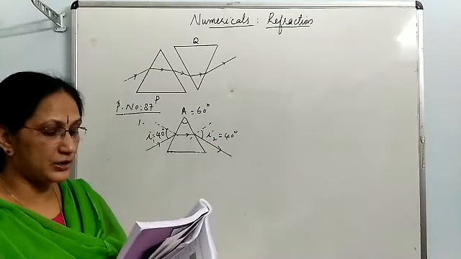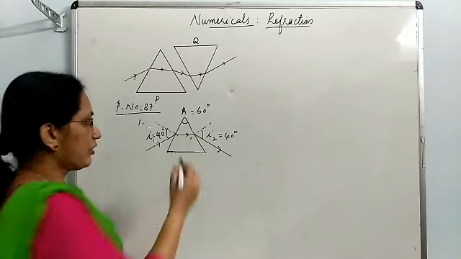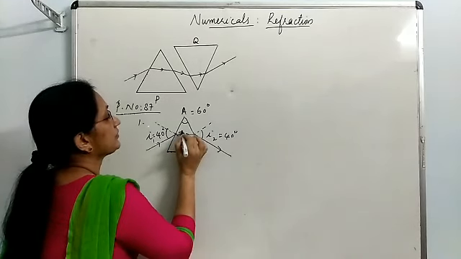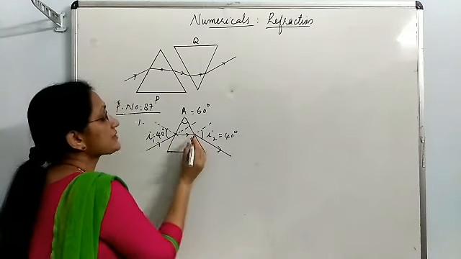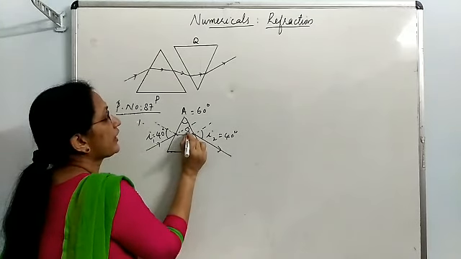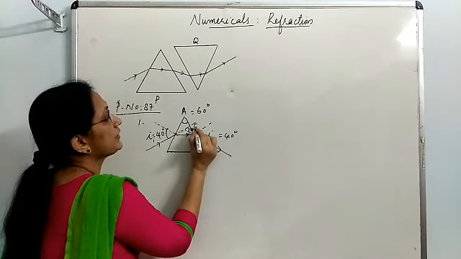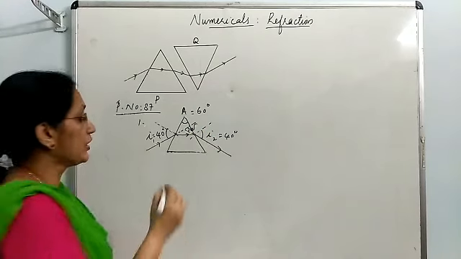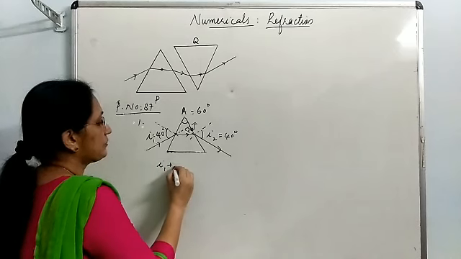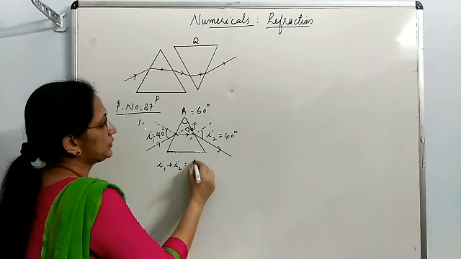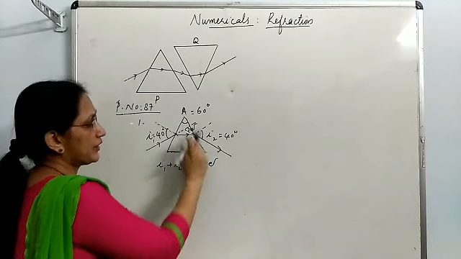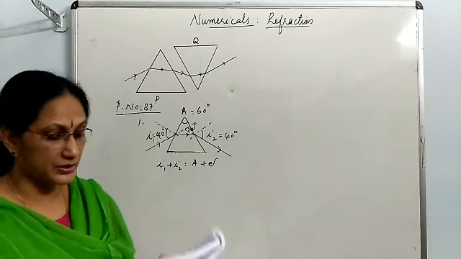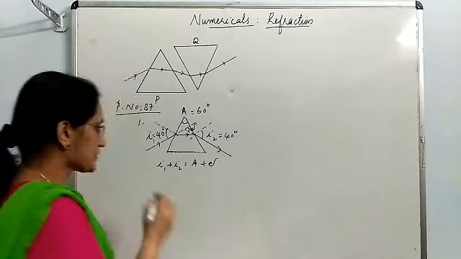Calculate the value of this angle of deviation, means delta. To mark delta, extend the incident ray and emergent ray. This angle is known as angle of deviation. That you have to find out. Use the formula I1 plus I2 is equal to A plus delta. I1, I2, A are given. Delta you can find out. Second question.